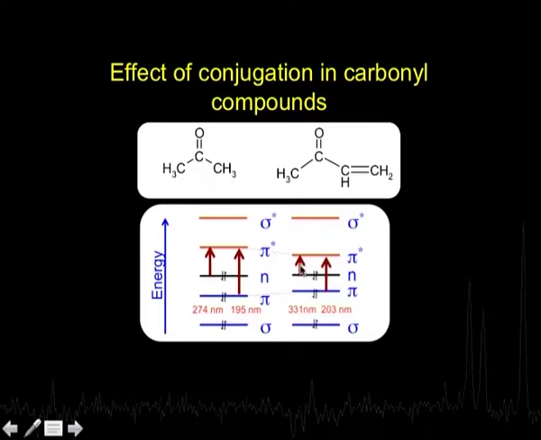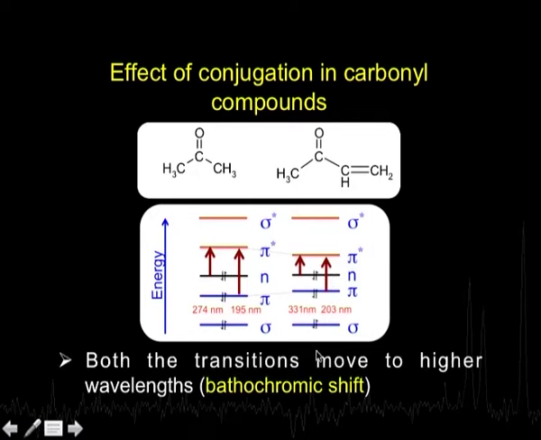Whereas this transition here, this n to pi star, is also shifted, because this also is of lower energy as compared to this one, but this shift is smaller, because in this case only one energy level has become of lesser energy. In the other case, the energies of both the levels were altered. As a consequence, both the transitions, n to pi star as well as pi to pi star, move to higher wavelengths. There is a bathochromic shift because of the energy being decreased. Okay, so that is the way the conjugation comes in there.